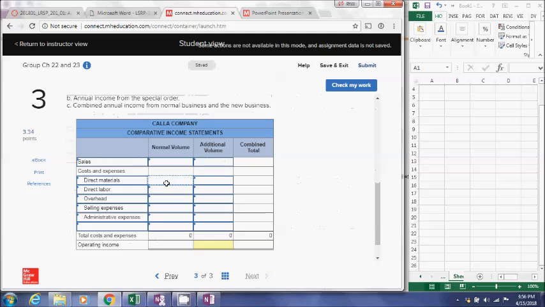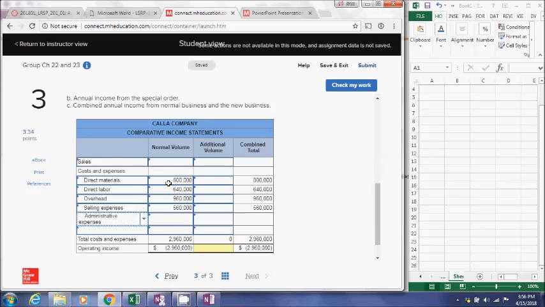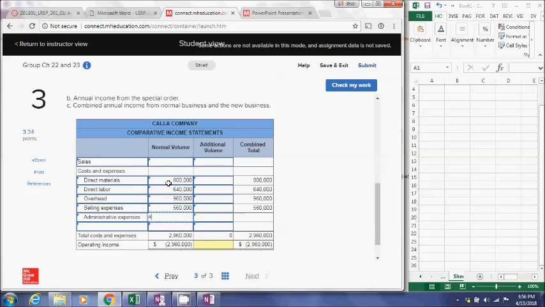And I even already have these dollar amounts, so we can go ahead and plug that stuff in. So for direct materials, it was $800,000. The direct labor was $640,000. Oops, one too many zeros. And overhead was going to be $960,000. The selling expenses, $560,000. And administrative expenses were going to be $480,000. Okay, still got to deal with sales though.